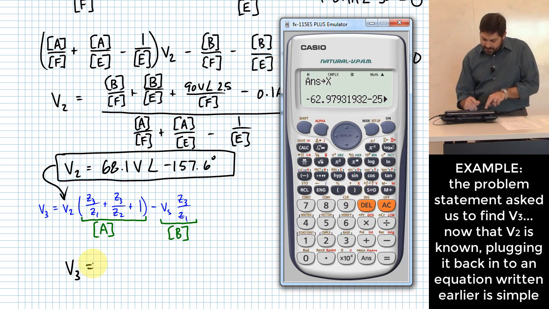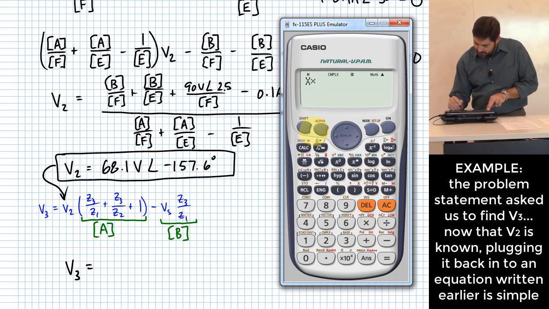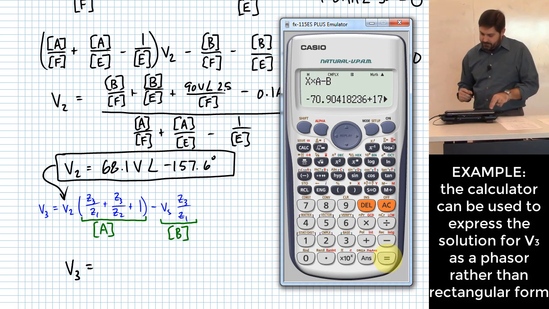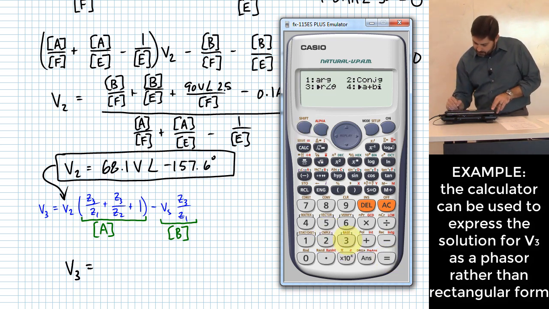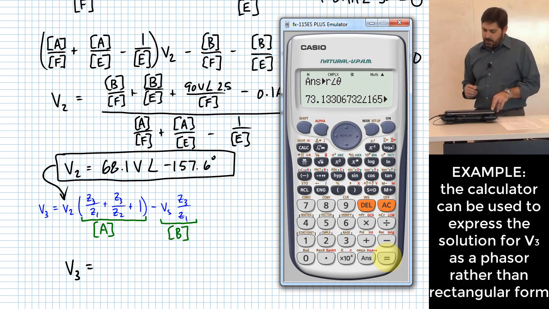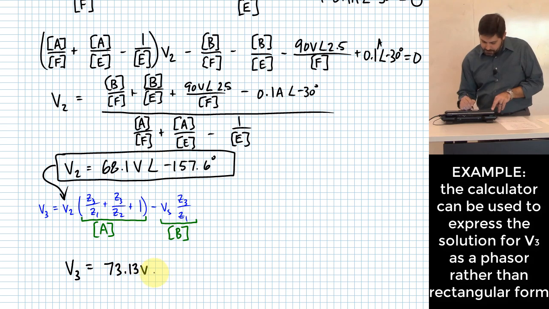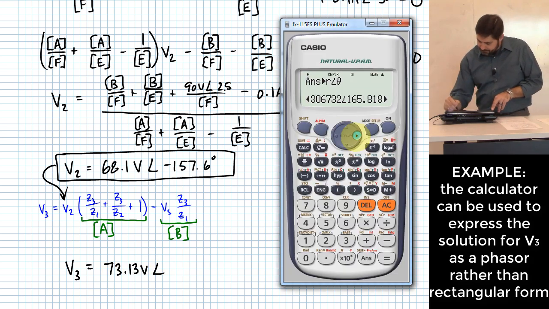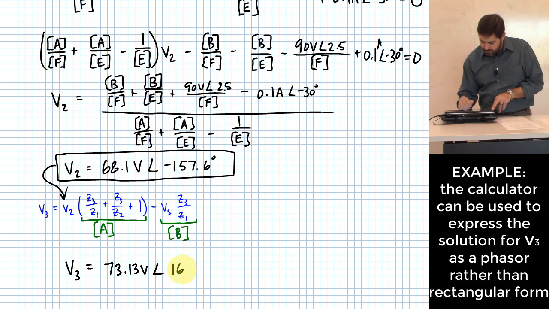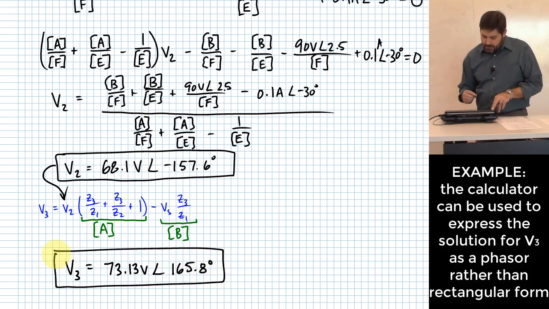What I'm going to do is take that result, X, multiply it by A, and subtract B. Okay, that's again going to report that to me in rectangular coordinates. I would prefer to see it in polar, so I'm going to go ahead and convert it. And that gives me 73.13 volts at an angle of 165.8 degrees. And that is the final answer, okay?